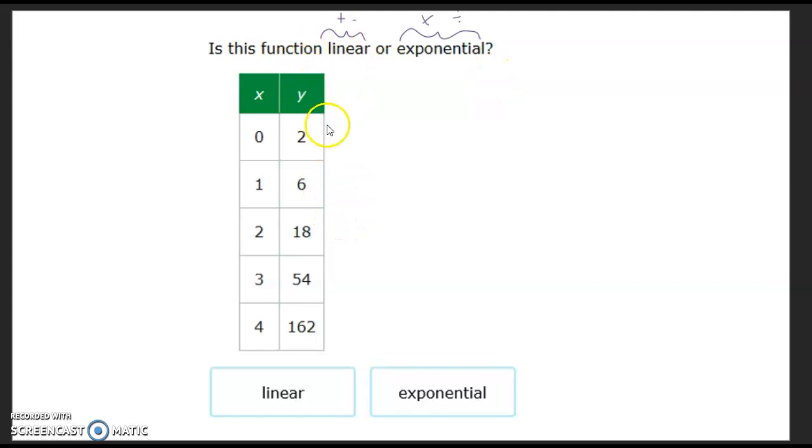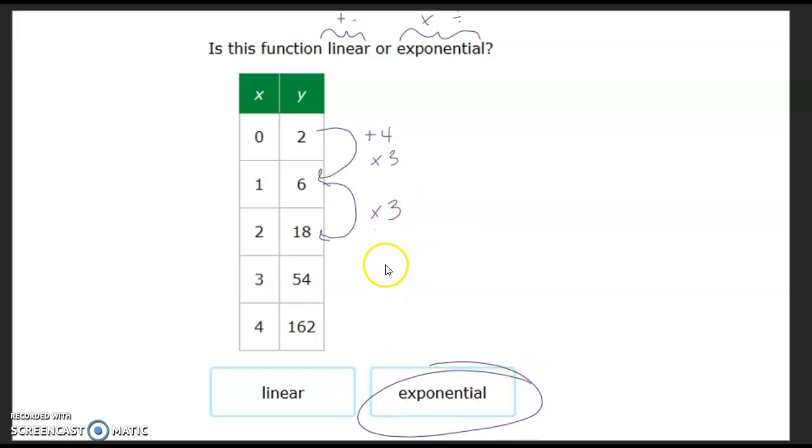Okay, so to know if it's linear or exponential, how did we get from 2 to 6? Oh, these are the same numbers in this example. Sorry, how did we get from 2 to 6? We could have added 4, or we could have multiplied by 3. How did we get from 6 to 18? We're also multiplying by 3. So because we are multiplying, it's exponential.